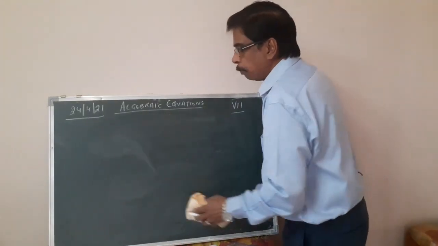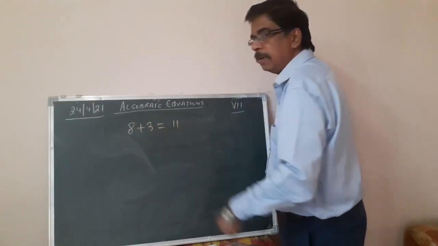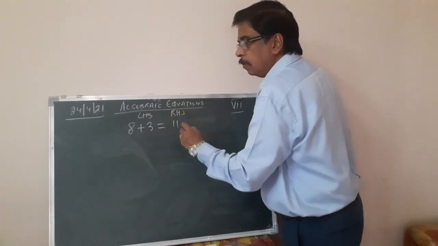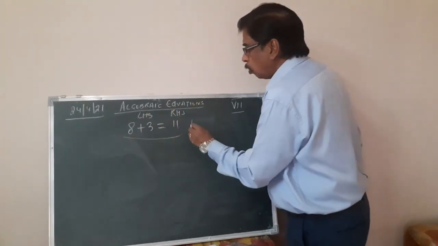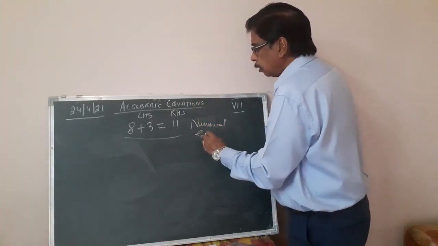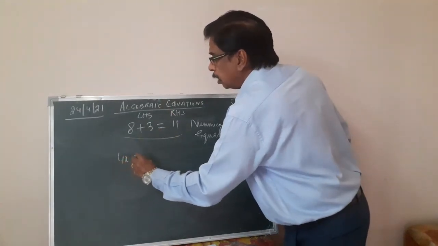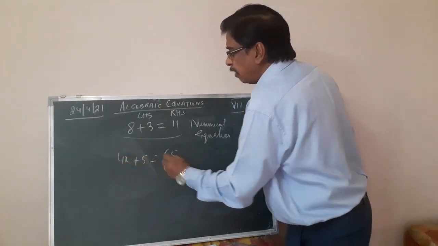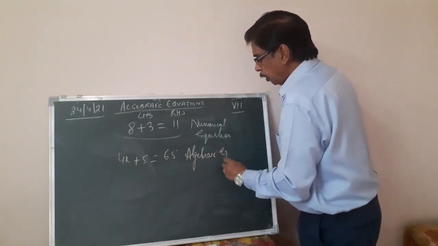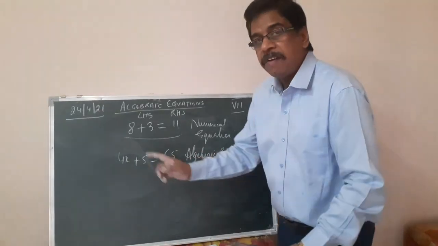Here in this case, a numeric equation I can give you is 8 plus 3 is equal to 11. Now this has a left hand side, this has a right hand side. But all are numbers, so it's called a numerical equation. Whereas the equation which we had written, 4x plus 5 is equal to 65, is an algebraic equation. It is an algebraic equation having variables.